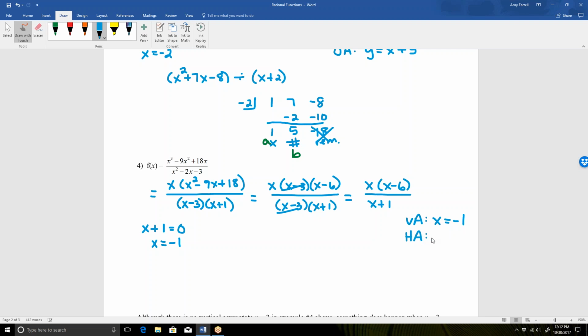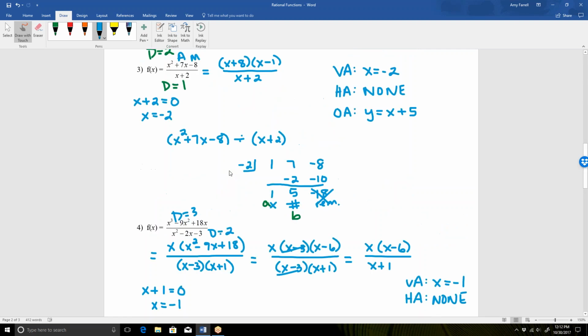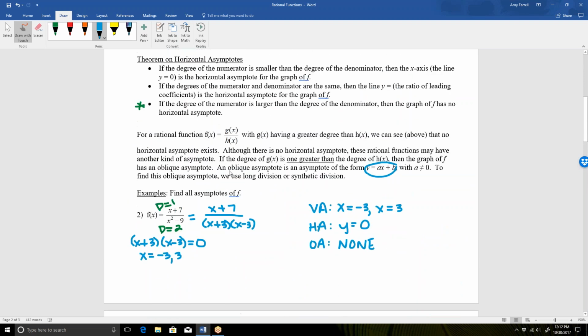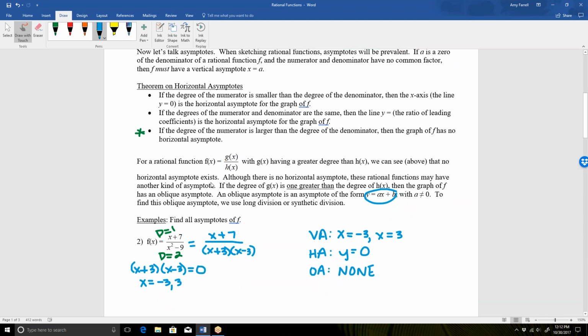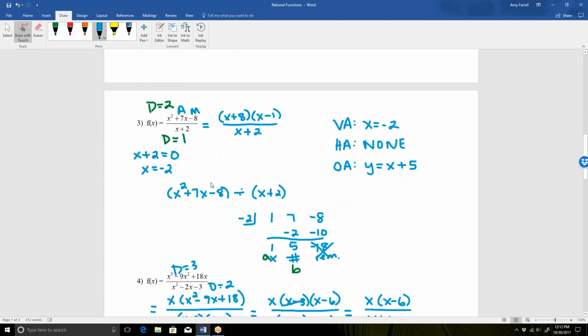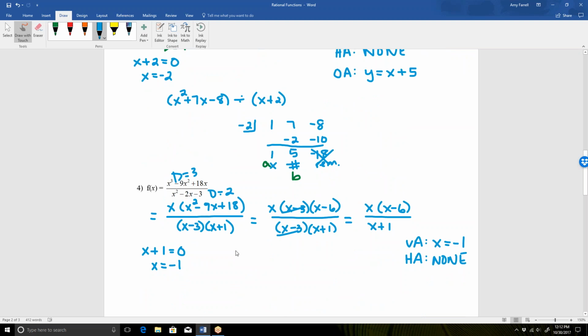Horizontal asymptote, I do not have one again because the degree of the numerator is larger. The degree of the numerator is 3, and the degree of the denominator is 2. And so if I look back here, I'm going to scroll back to my previous page. It's still starred. We've got a numerator that has a larger degree than the denominator, so there would be no horizontal asymptote. We do, however, have an oblique asymptote again because the degree of the numerator is 1 greater than the degree of the denominator.